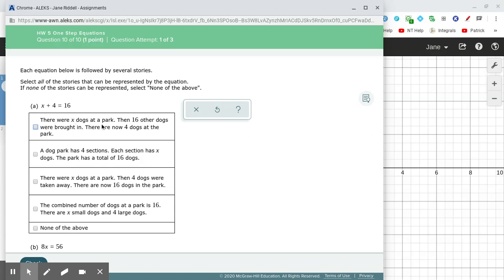So there were X dogs at a dog park, then 16 other dogs were brought in. So that means we're adding in 16 more. So this is X plus 16. So this one would not be highlighted here. I would not check this off.